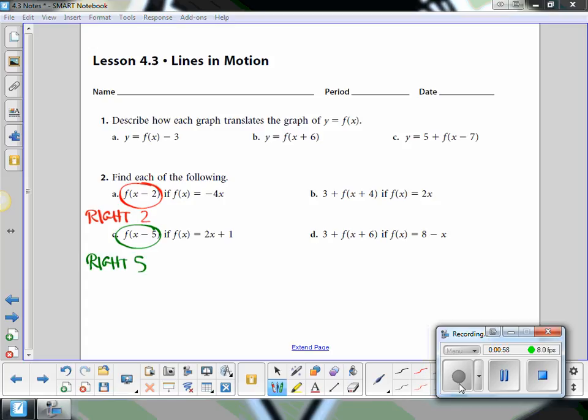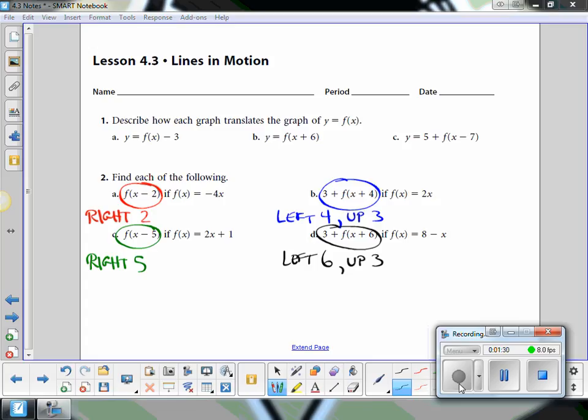All right, what about the blue one over here? It has two things going on, an x plus 4 in the parentheses, and then a plus 3, like as an afterthought, outside the parentheses. So what are the two ways that would shift? Left 4 and up 3. And then finally, this one, up 3 and left 6.